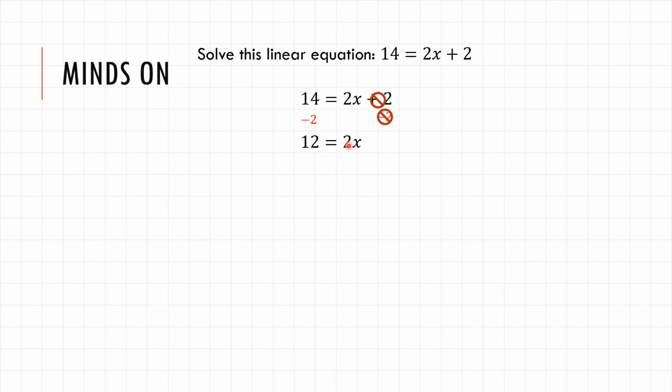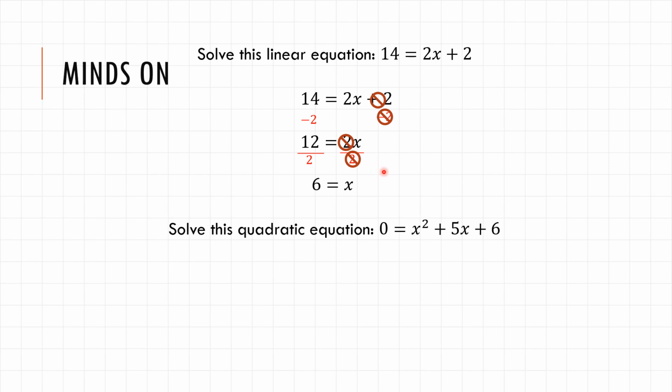To get rid of the 2, again, I do the opposite operation. The opposite of multiplying is dividing. And so 2 divided by 2 would cancel out. And then I have to do the same thing to the other side to maintain the equality. So that would be 12 divided by 2, which would give me 6. 6 is the value of x.